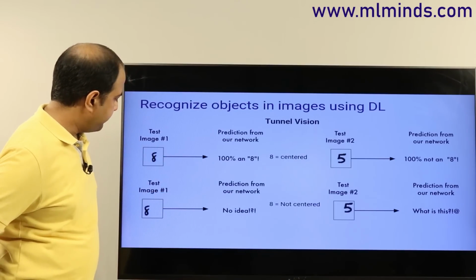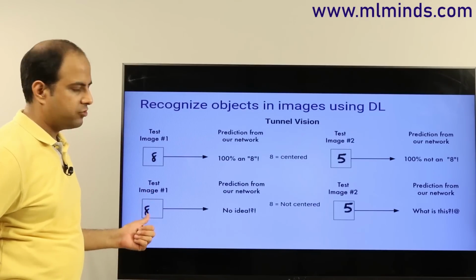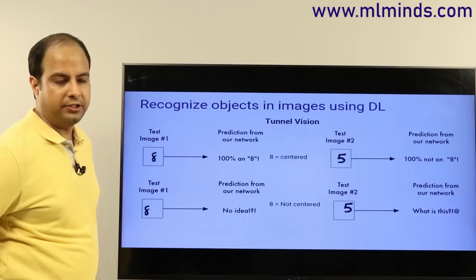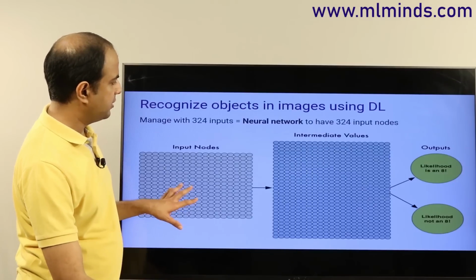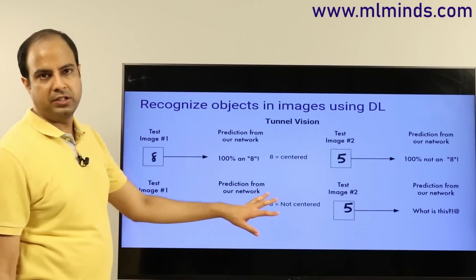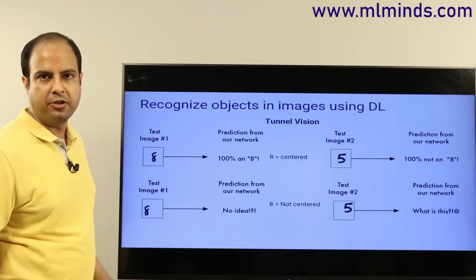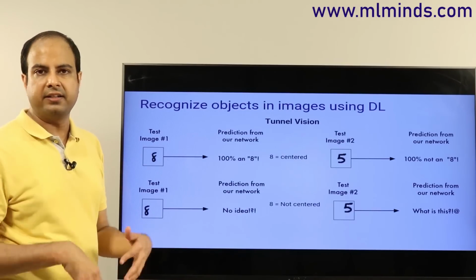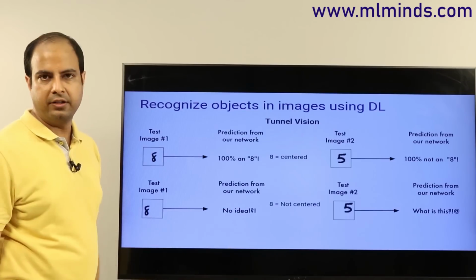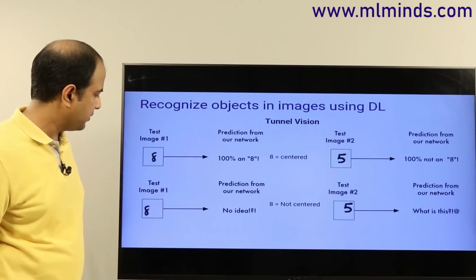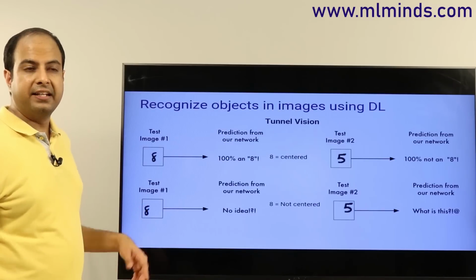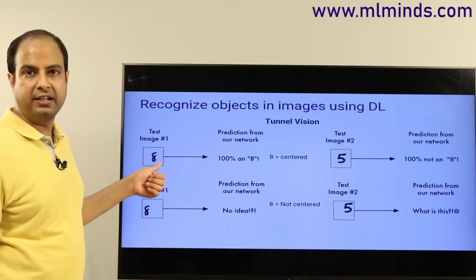Okay. Now let's say that you take another test image where the 8 is not in the center, it's in the side. You pass it to the network that we just built, and it basically says, hey, I have no idea. I mean, it will basically give you almost equal probabilities for 8 and not 8, and then you can't figure it out nicely. That's because it's not taking care of the invariance in terms of translation of 8 across the image.